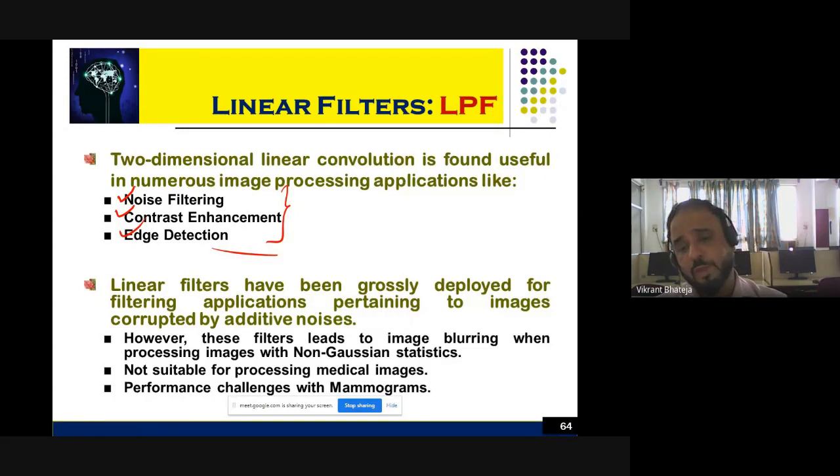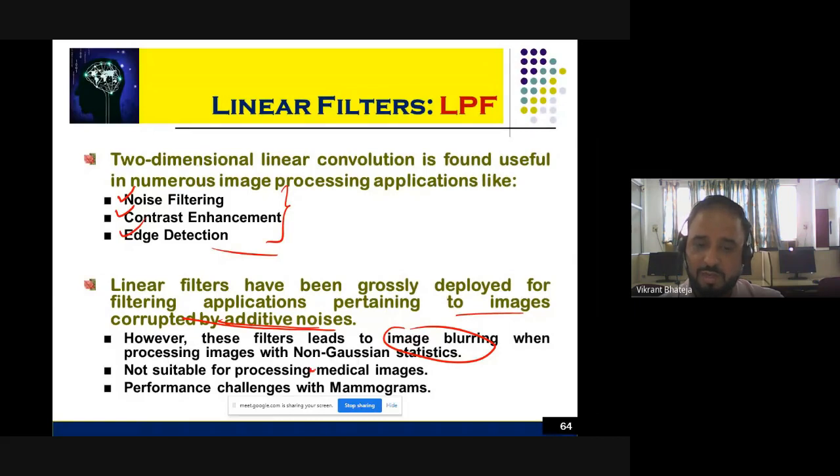But where the constraint comes is that with these linear filters, generally when your images have additive noise, or the noise on these images is, say, pretty Gaussian in nature, these linear filters are very good to operate. But generally, if you have non-additive noises or non-Gaussian noises, then certainly these filters are not very good to operate, and there is a significant amount of image blurring over there.